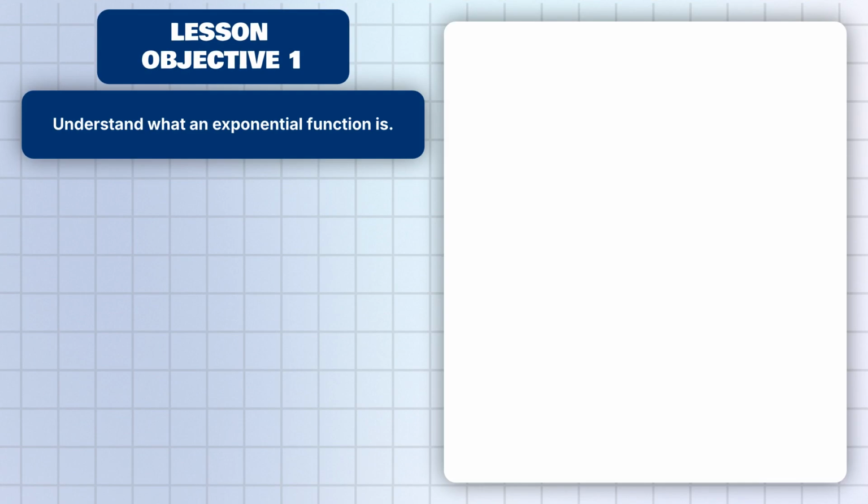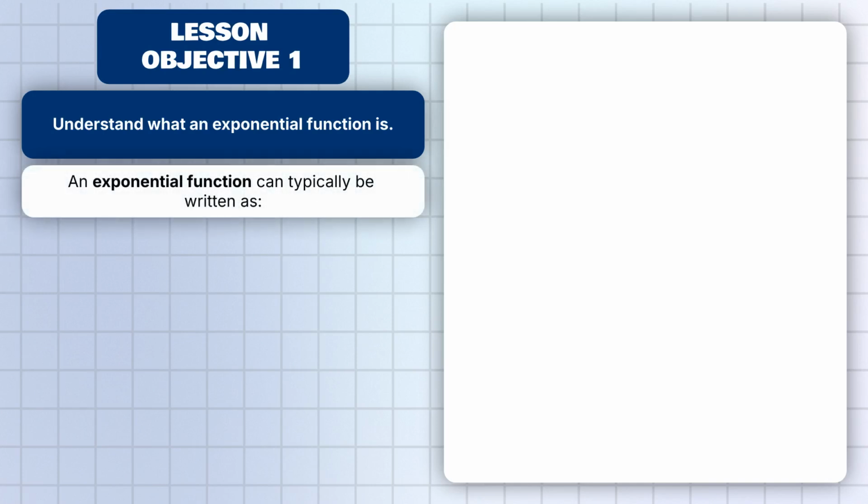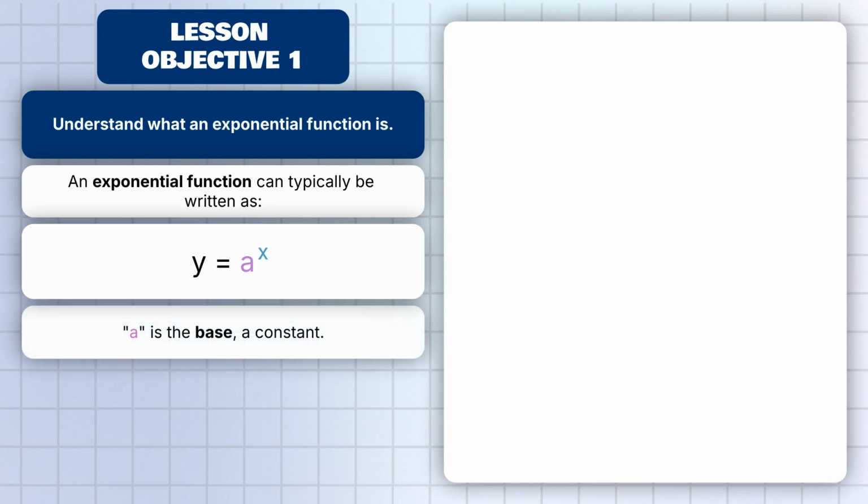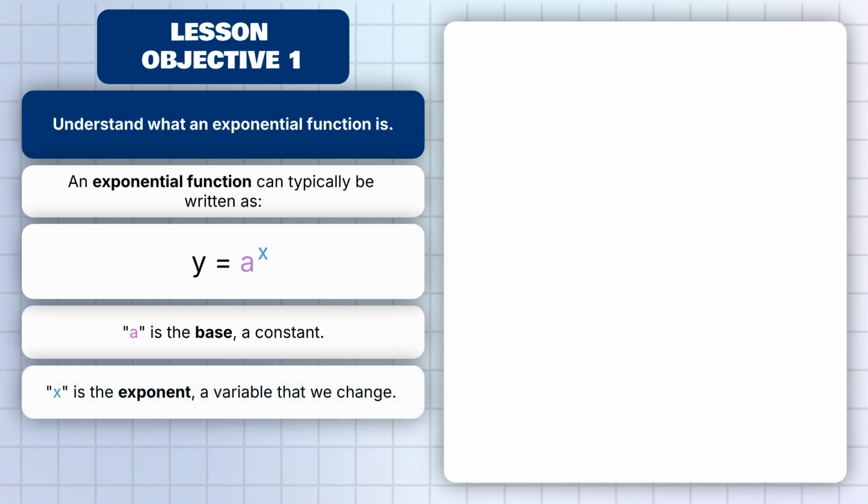To begin, let's introduce the general form of an exponential equation. An exponential function can typically be written as y equals a to the power of x, where a is the base, a constant, and x is the exponent, a variable that we change.